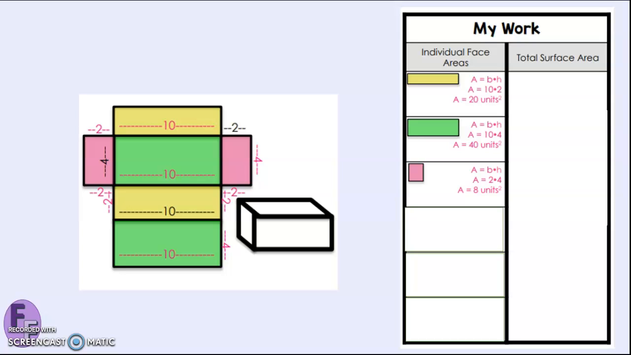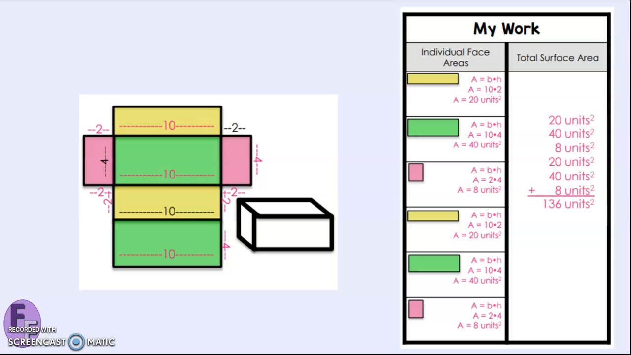And now we're going to repeat each one of these again because each of the faces duplicates. We have the yellow face again for 20 units squared, the green face for 40 units squared, and the pink face for 8 units squared. Once you have all 6 faces of the rectangular prism, then you add the faces together. When we add all the faces together, we get a total surface area of 136 units squared.